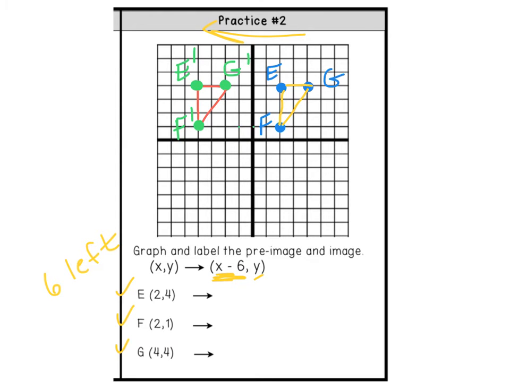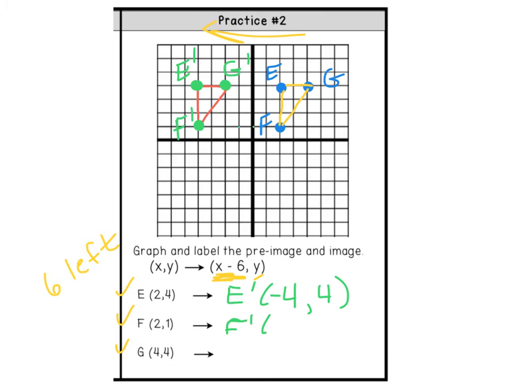And then our final step would be to write those ordered pairs. Okay, so E prime. So our x value stays the same. No, our x value is -6. Sorry about that. So it's 1, 2, 3, it's -4. And our y value stays the same. So it's still at +4. And then F prime.